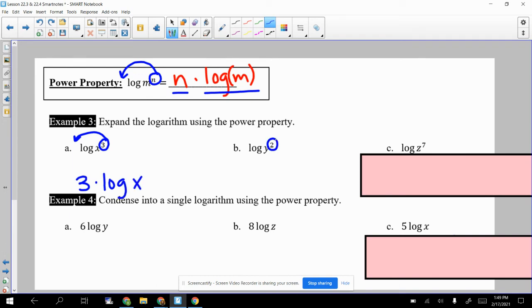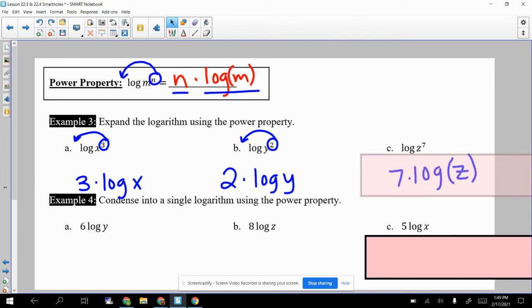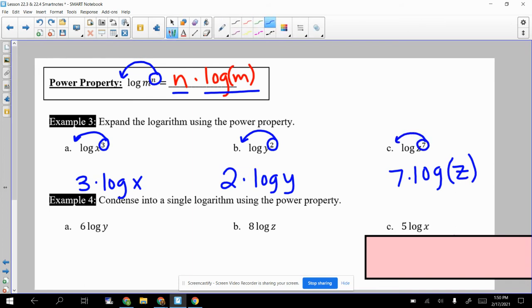And same thing here, we would move this to the front, 2 times log of y. Okay, so go ahead and try that last one. And you should have gotten 7 times log of z. Okay, so again, just moving whatever that exponent is or that power out front.